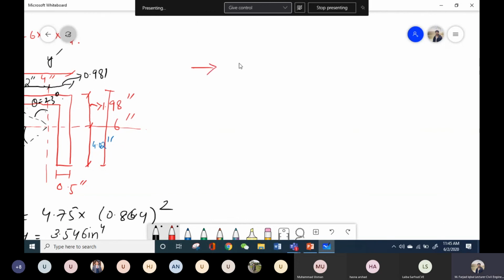The first step is obviously to figure out the direction of movement, or the resultant moment. So how will we do that? This is my beam on which one kip of load is acting.